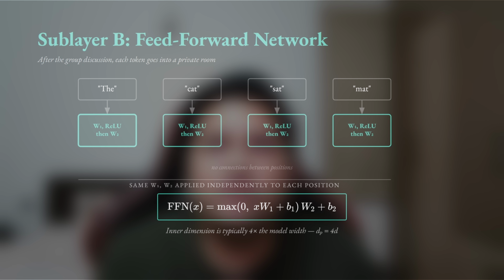The inner dimension after W1 is typically 4 times the model dimension. So in a 512 dimensional model, the inner layer is around 2048 dimensional. That expansion gives the network substantial capacity to store and transform patterns within each token representation before compressing it back down.